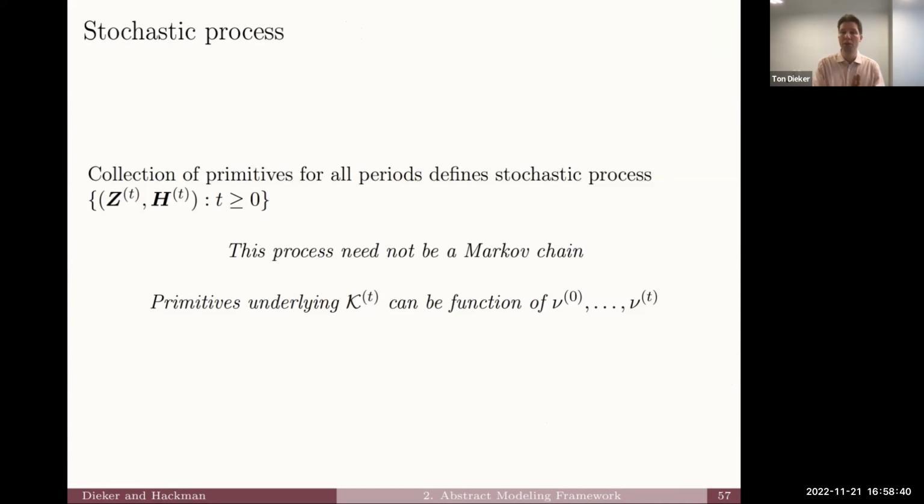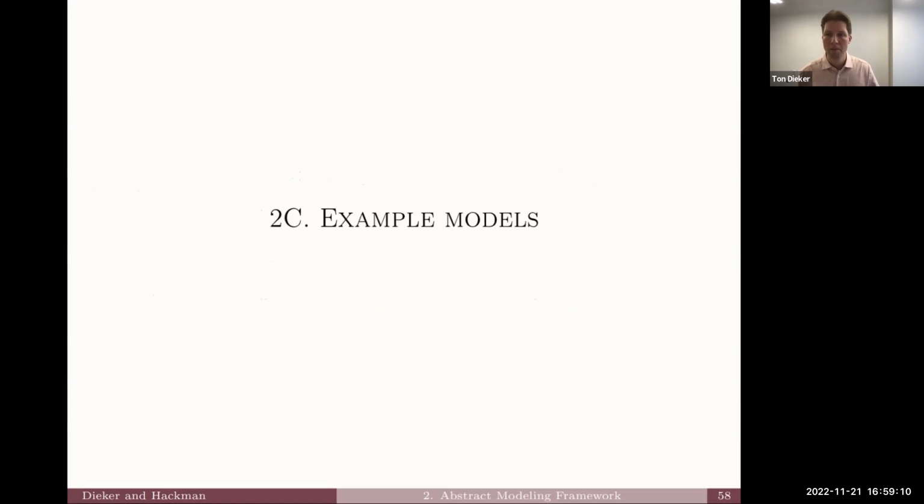So we just went through a single period, and if you have primitives for each period, that defines a stochastic process on the Z, H. And this process need not be Markovian because the distributions of previous time epochs can be used in the primitives of subsequent time periods. And that turns out to be sometimes important. So, high time for some examples.